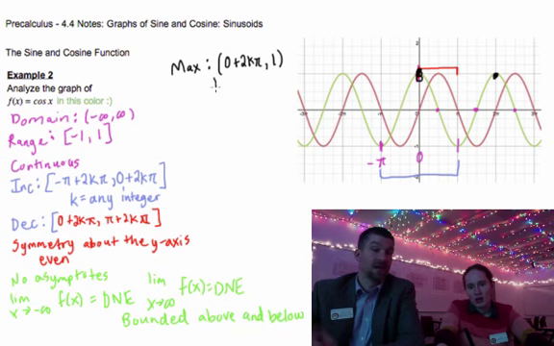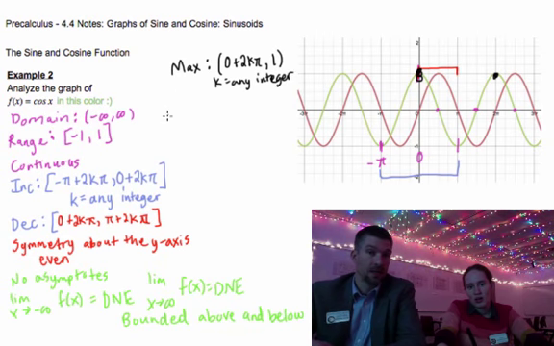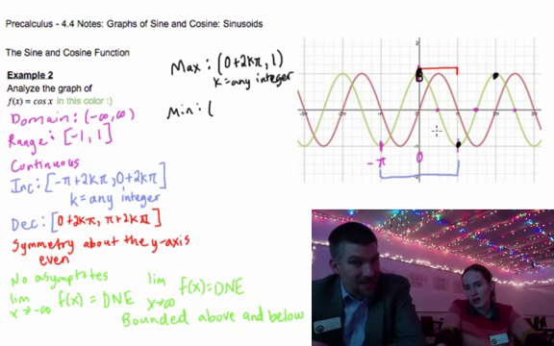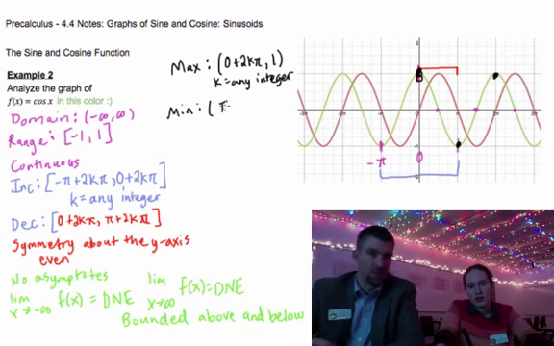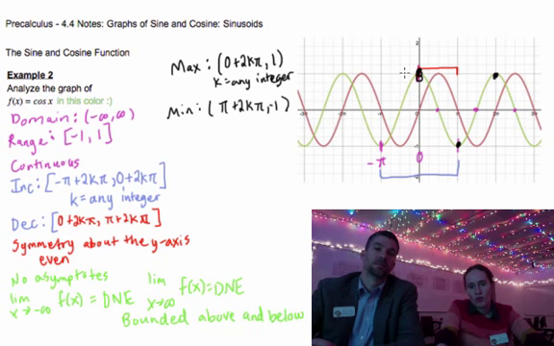Your minimums are going to be the same thing. They're going to be -1, just like with sine, except now your minimums are going to occur at pi, right down here at pi, plus 2k pi. Yeah, there's your minimums. That's everything. So that's cosine.